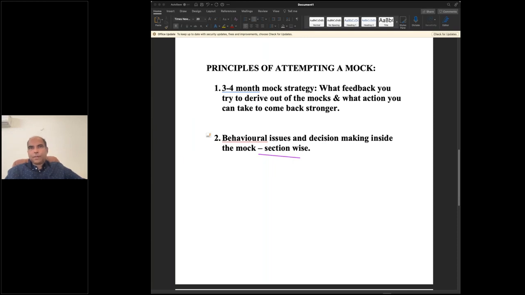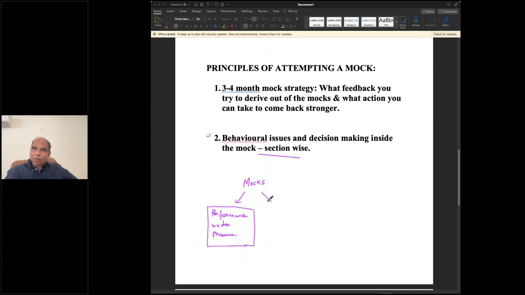So, of course, I hope you understand that when we talk about a 3-4 month mock strategy, mocks essentially serve two purposes. One purpose that mocks serve is the performance angle, because if you have ability but you can't perform in the CAT, mocks will help you improve your performance under pressure. It'll help you think better inside the pressure of the exam. So that's one dimension of what you learn from the mocks.